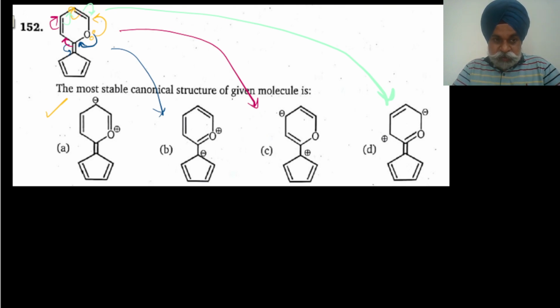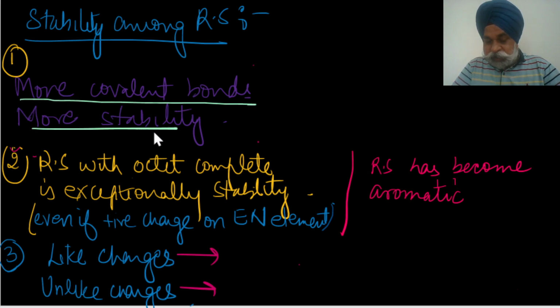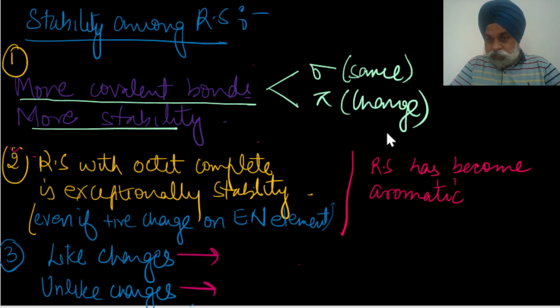Among the resonating structures, what I always simply say to my students is that during the making of a resonating structure, you cannot change the position of the atoms. The sigma bonds remain as such. The only thing you can change is the pi bonds, since there is delocalization through the pi bond. So I simply say: the more the number of covalent bonds, the more the stability. Covalent bonds are of two types, sigma and pi. Sigma always remains the same, and pi bonds can change. So the more pi bonds you have in a structure, the more the stability.